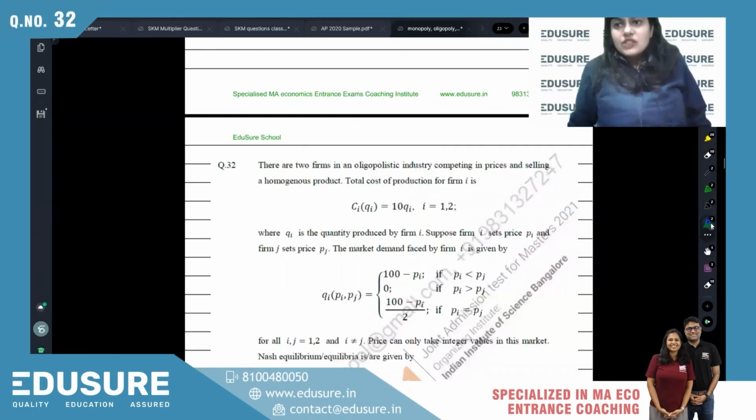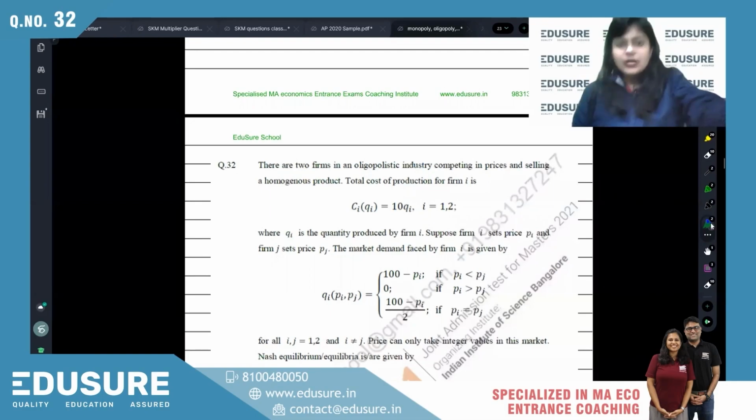So this is question number 32. So there are two firms in an oligopolistic industry competing in prices and selling a homogeneous product. So two firms competing in prices. So usually Bertrand होता है वो. Total cost of production for firm I is 10 QI. So marginal cost is 10, where QI is the quantity produced by firm I. Suppose firm I sets price PI and firm J sets price PJ.